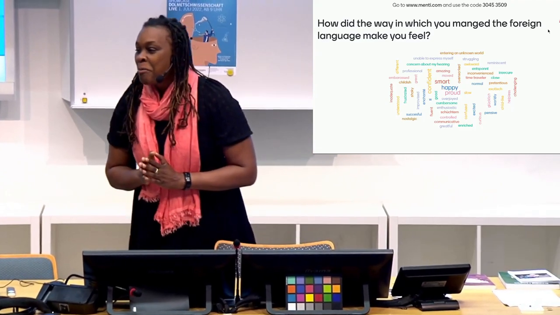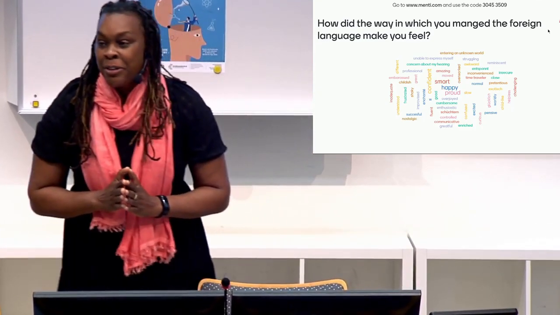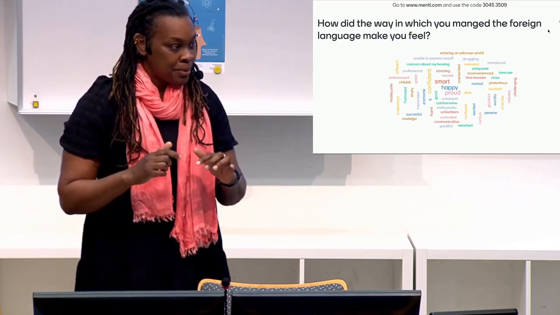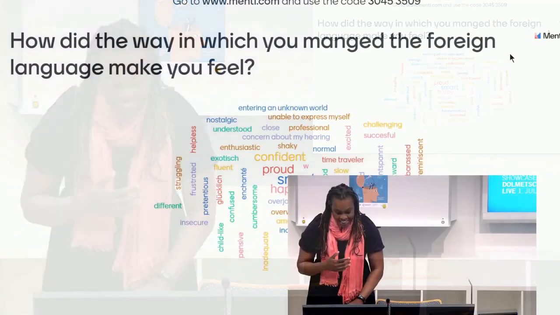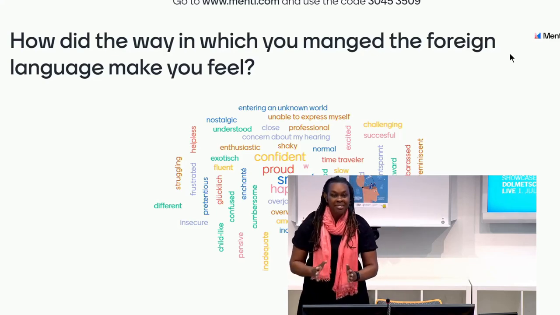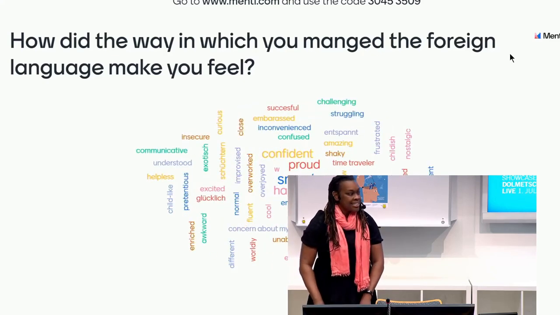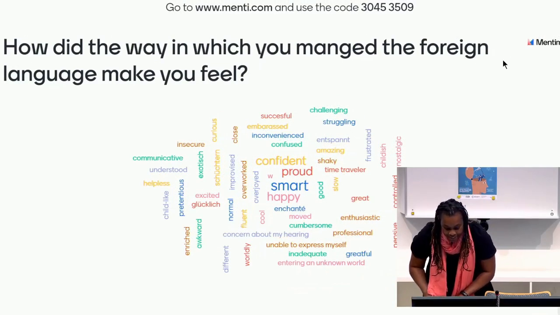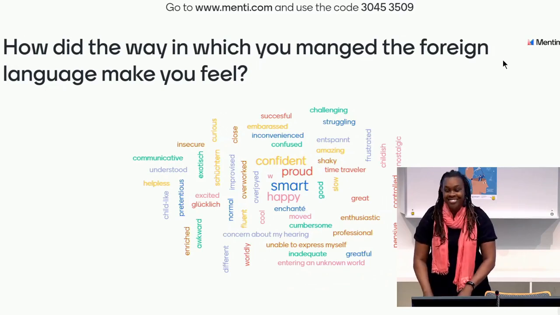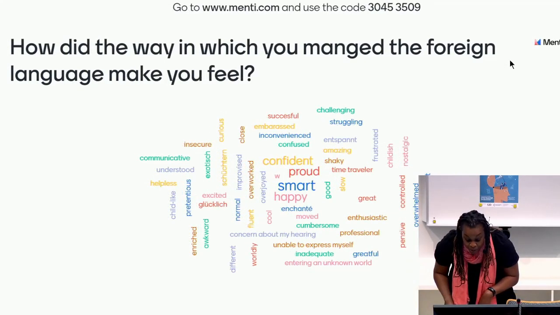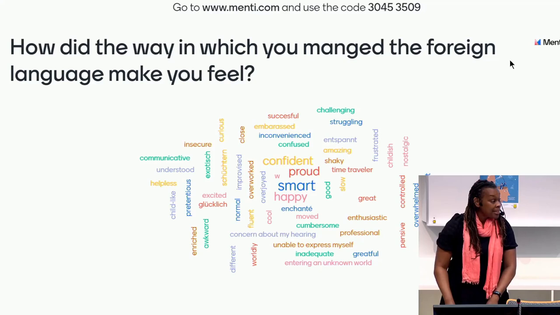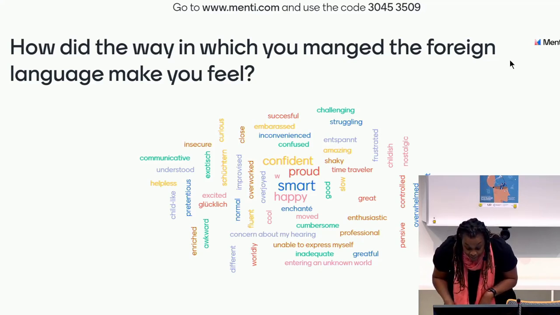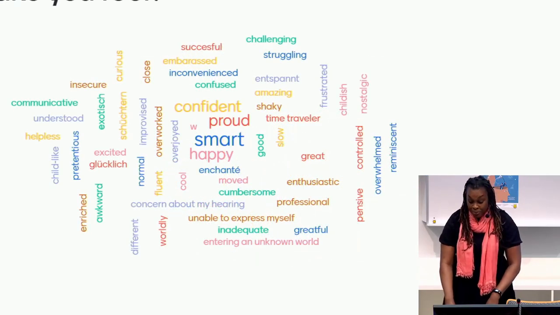I love the beautiful combination of emotions you can see here. But if you look at the biggest words, which suggest that more than one person has experienced that, keep it coming, wherever you are, you realize that smart stands out quite prominently. And happy. Enchanté. Very nice. Confident. Great. But there's also the other side: unable to express myself, inadequate. But quite interesting indeed.